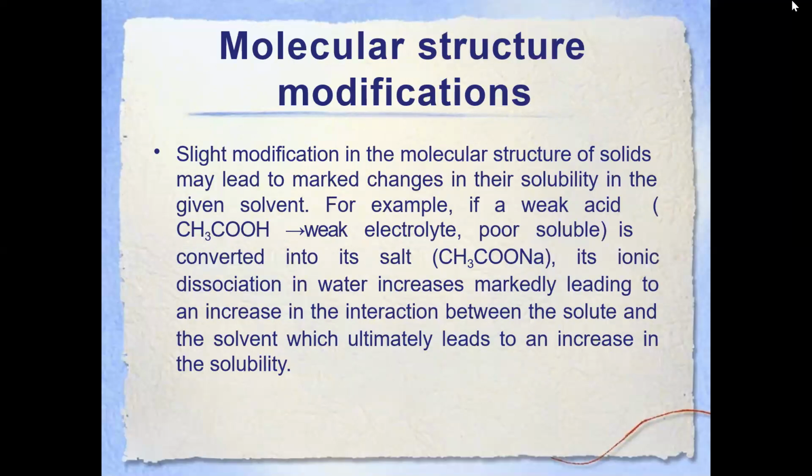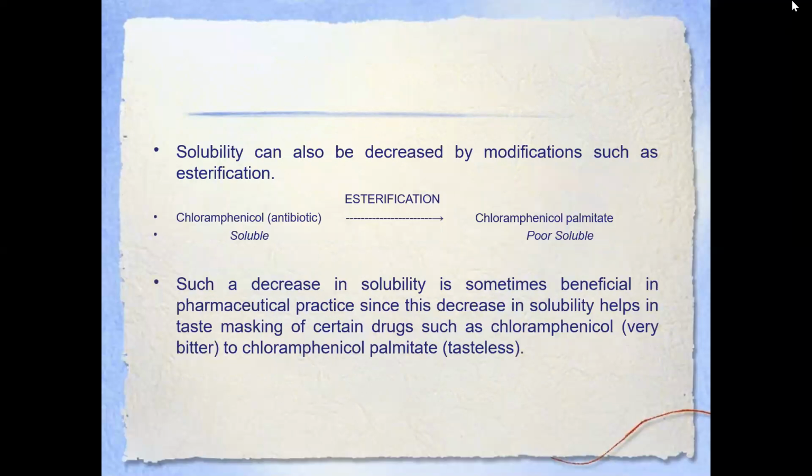The next factor is molecular structure modification. A slight modification in the molecular structure of a solid may lead to marked changes in its solubility in a given solvent. For example, if a weak acid such as acetic acid, a weak electrolyte that is poorly soluble, is converted into its salt form, that is sodium acetate, its ionic dissociation in water increases markedly, leading to an increase in the interaction between the solute and the solvent, which ultimately leads to an increase in the solubility.